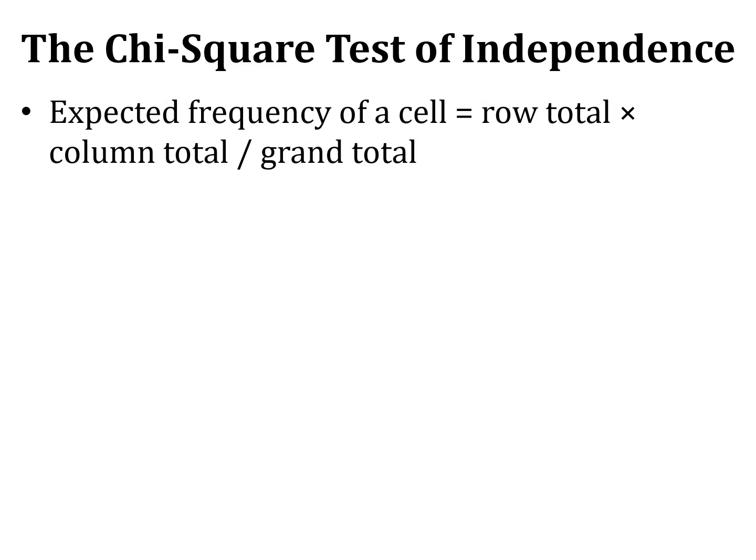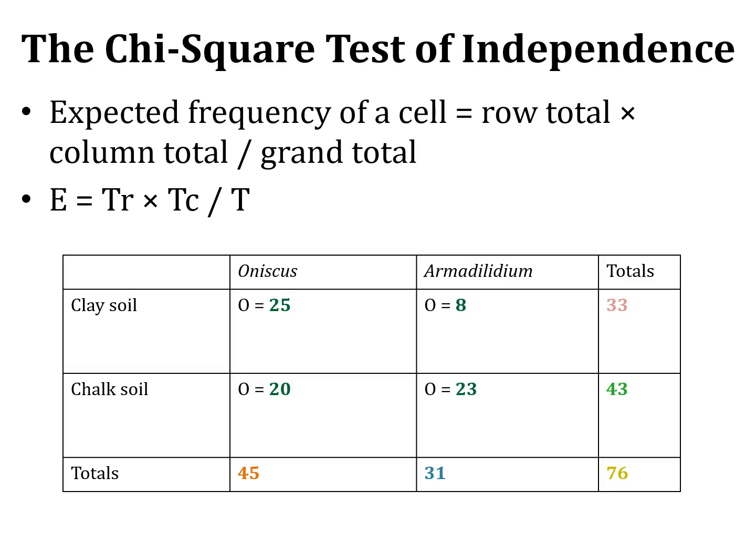Now, after stating the null hypothesis and the alternate hypothesis, what is the next step in chi-square? The next step is to calculate the expected frequencies. The expected frequency of a cell in a contingency table is calculated by a formula which involves multiplying the row total with the column total, and then dividing this by the grand total. So TR, the row total, and TC, the column total, are multiplied, and their answer is divided by the grand total.